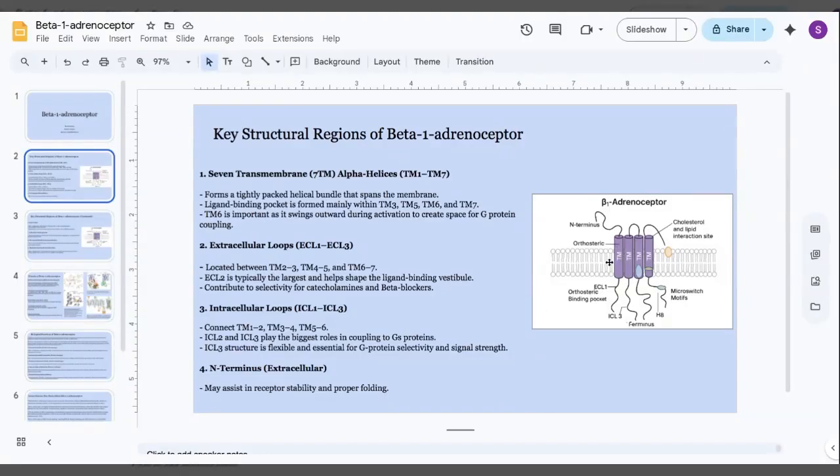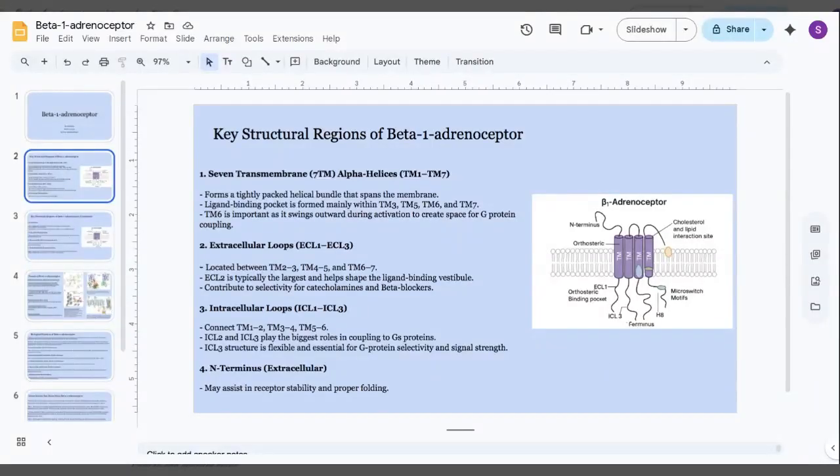And transmembrane 6 is pretty important since it swings outward during activation to create space for that G protein coupling to occur. Extracellular loops, which we can see here, number 2 is typically the largest and helps shape the ligand binding vestibule and heavily contributes to selectivity for the catecholamines, again, epinephrine, norepinephrine, and beta blockers.